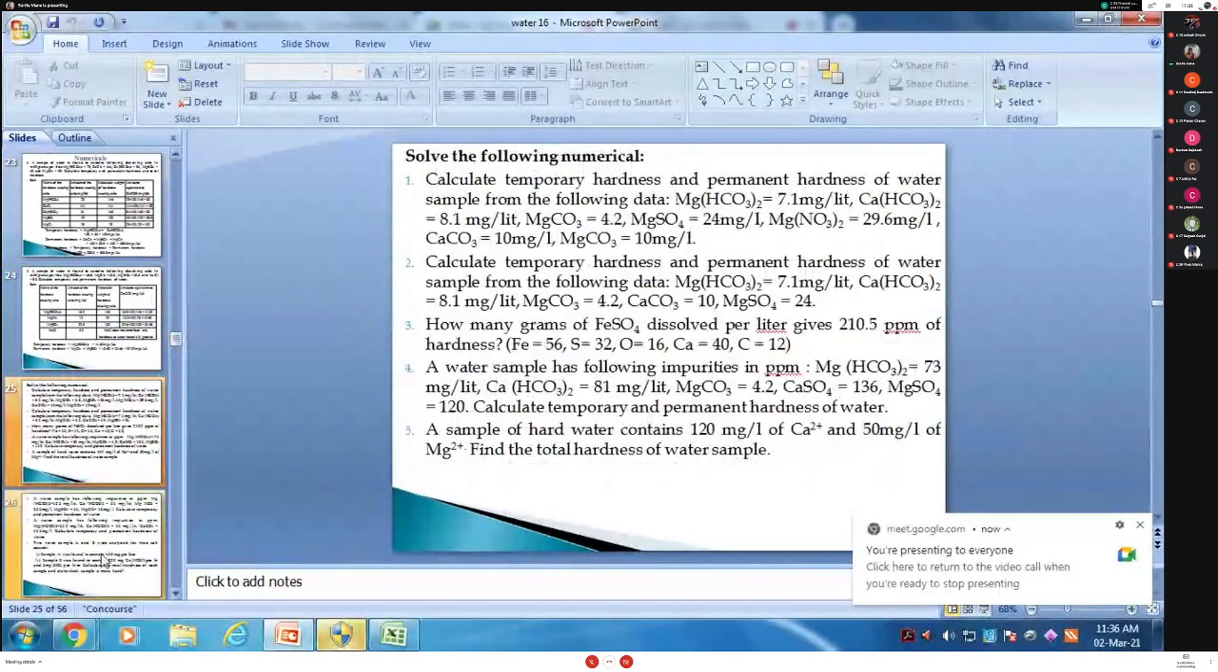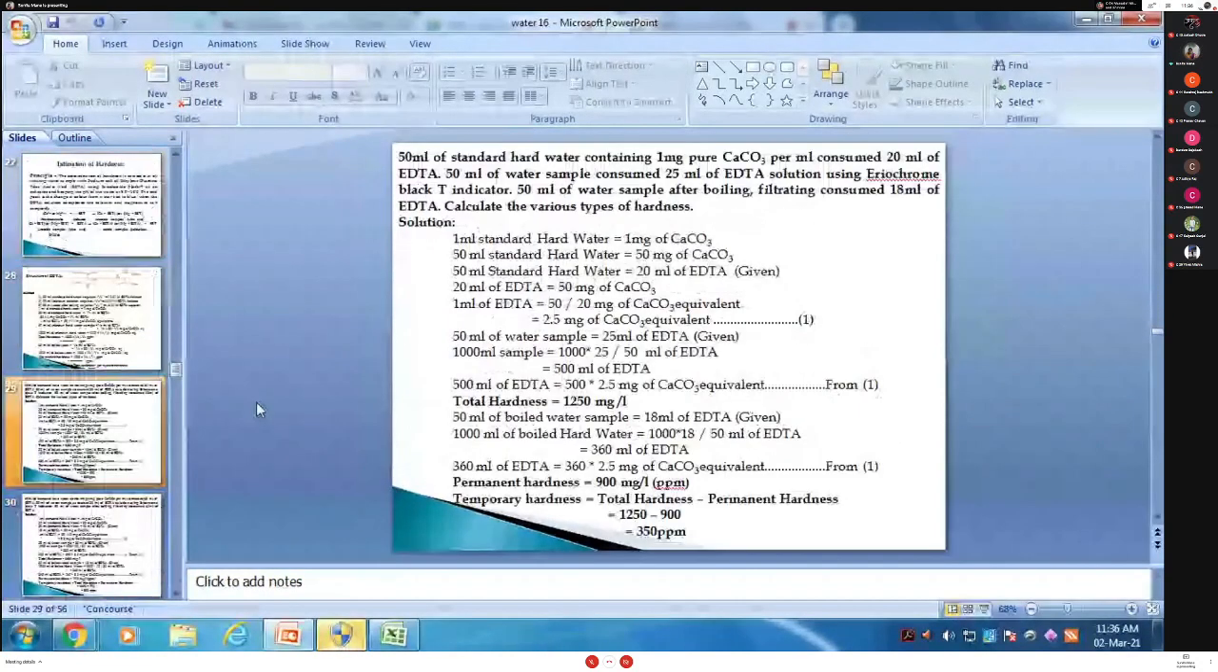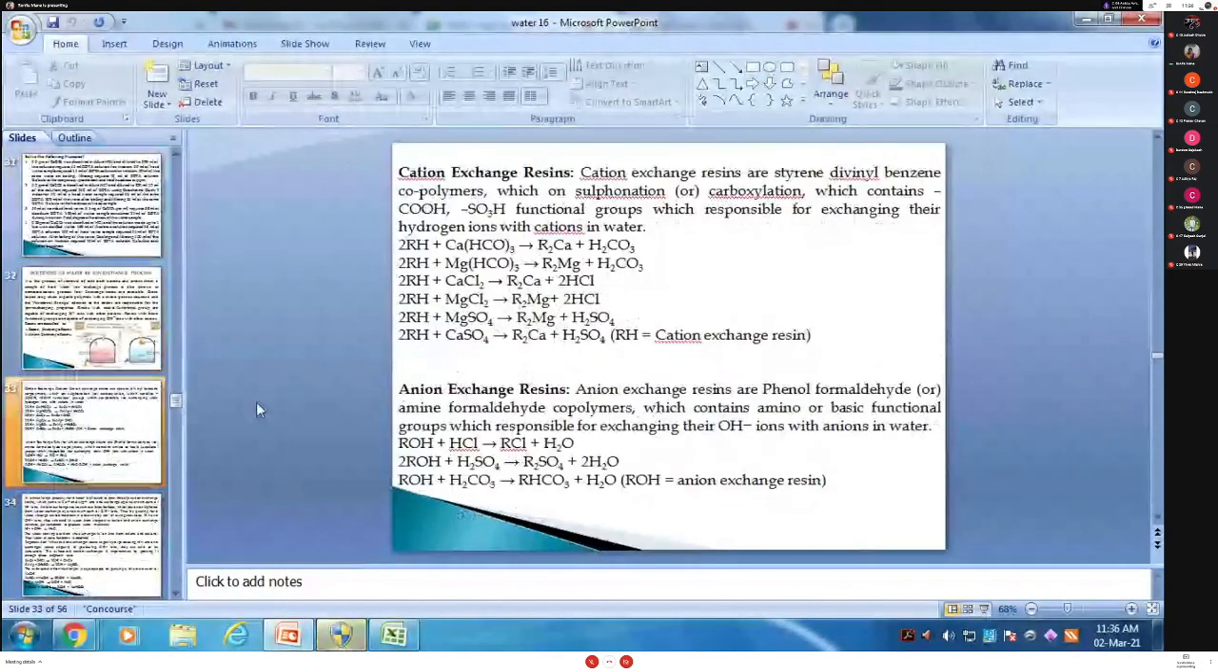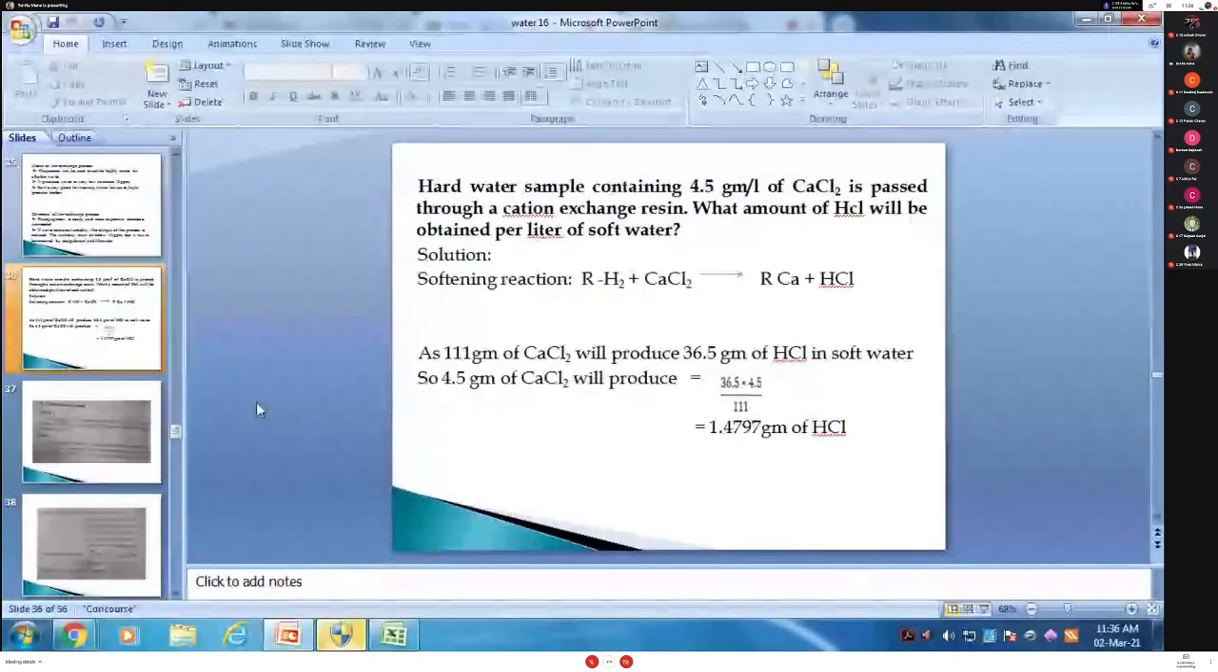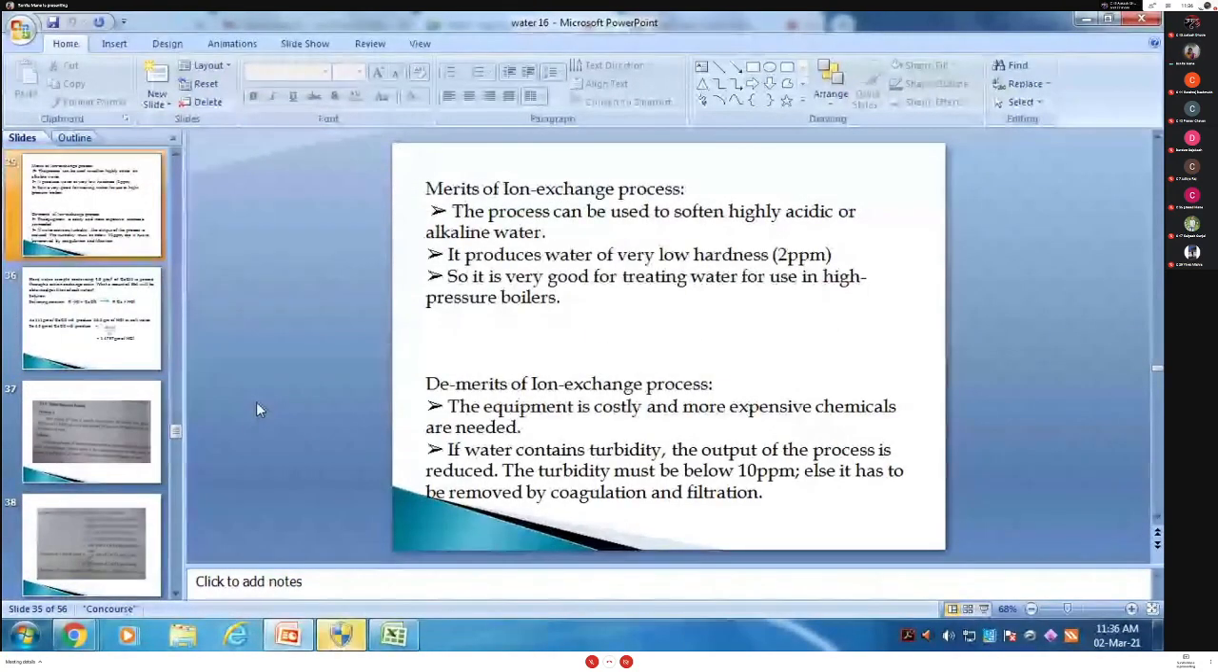Okay, so today we will go for the next one, the ion exchange method. The EDTA problem you solved. So the merits of the ion exchange process are, first, the process can be used to soften highly acidic or alkaline water. Second, it produces water of very low hardness, that is 2 ppm. Third, it is very good for treating water for use in high pressure boilers. These are the merits of the ion exchange process.